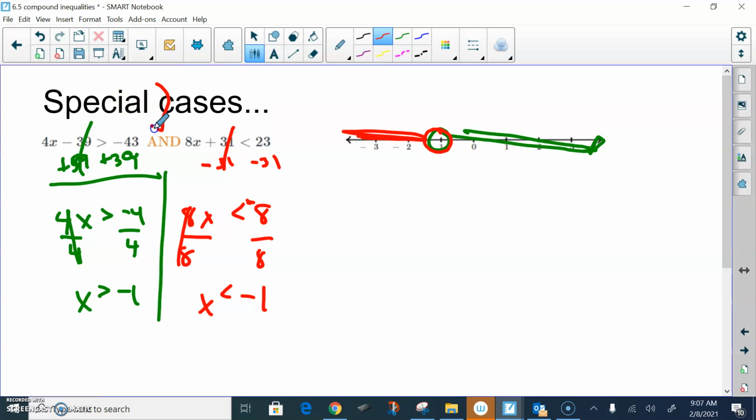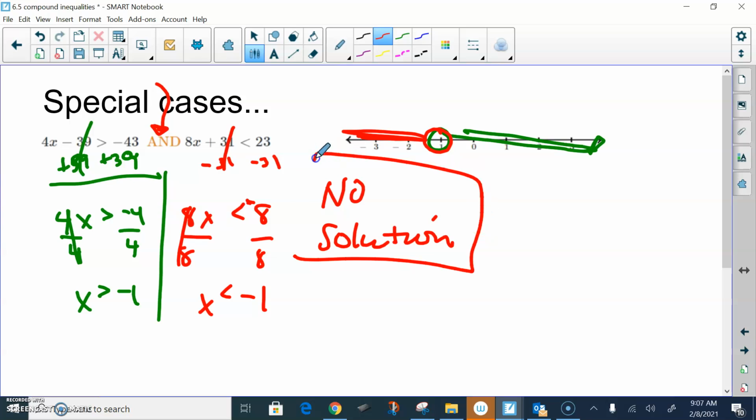Okay, this is an and, so remember both of them have to be true in order for it to be a solution to our compound inequality. Obviously, there's no number that's going to be less than -1 and greater than -1. So if you see something like this, we say there is no solution. And let's look at the last situation.